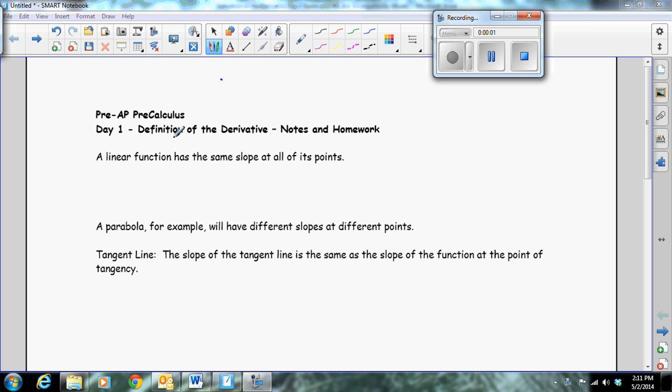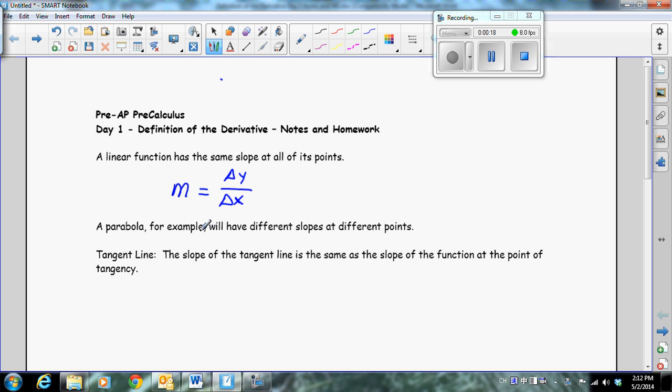This is day one, definition of derivative. Now, a linear function has the same slope at all of its points. And the slope of a linear function, usually we use the letter m, and it's your change in y's over the change in x, also called delta y over delta x.